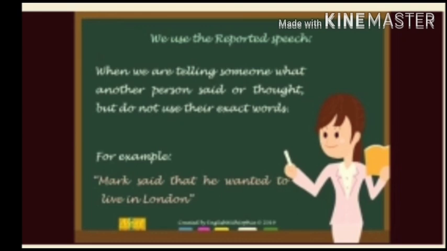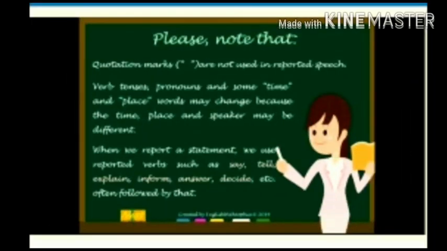When we are telling someone what another person said or thought, but do not use their actual words. Students, remember it. Quotation marks are not used in reported speech. Verb tenses, pronouns, and some time and place words may change because the time, place, and speaker may be different. When we report a statement, we use reporting verbs such as say, tell, explain, inform, answer, decide, etc., followed by that.